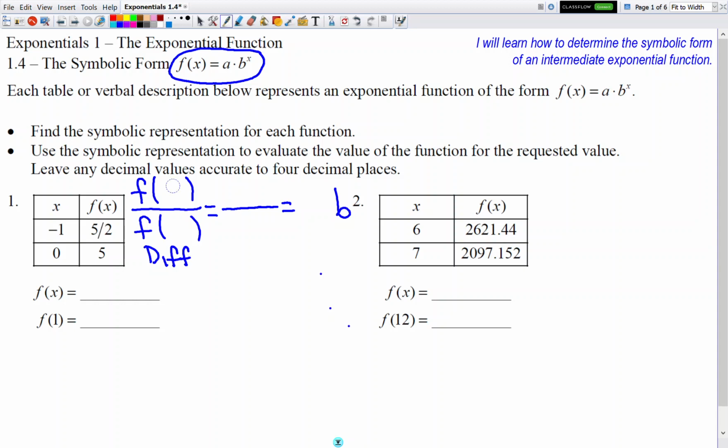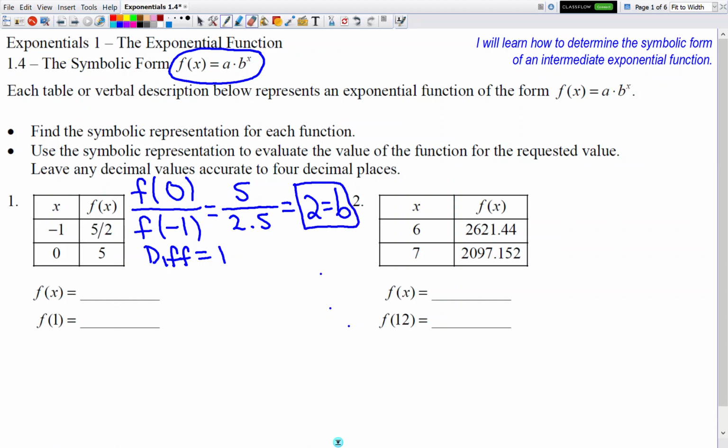So bigger x value goes on top, so that would be 0. Smaller x value goes on the bottom, that's -1. 5 is paired up with 0. And 5 over 2 is paired up with -1. But another way to write 5 over 2 is 2.5, so that's what I'm going to call it. Okay, and when I divide this out, I get a 2. And let's see, my difference is a 1, so therefore I don't have to do anything special to this b value. I can just leave it as is.